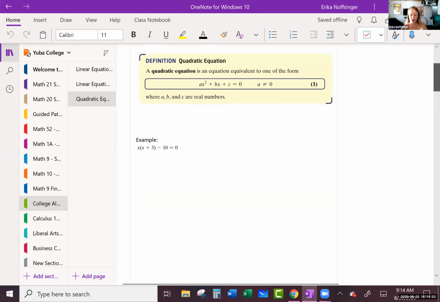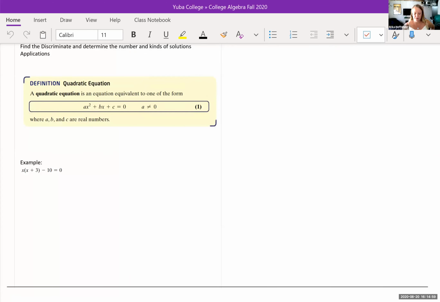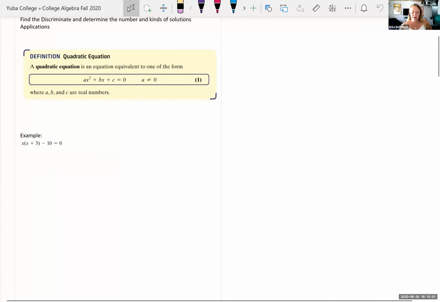So quadratic equations are in the following form: ax squared plus bx plus c equals 0. We have to have that stipulation that a can't be 0, because if a was 0, that x squared term would go away, and this would then be a linear equation.